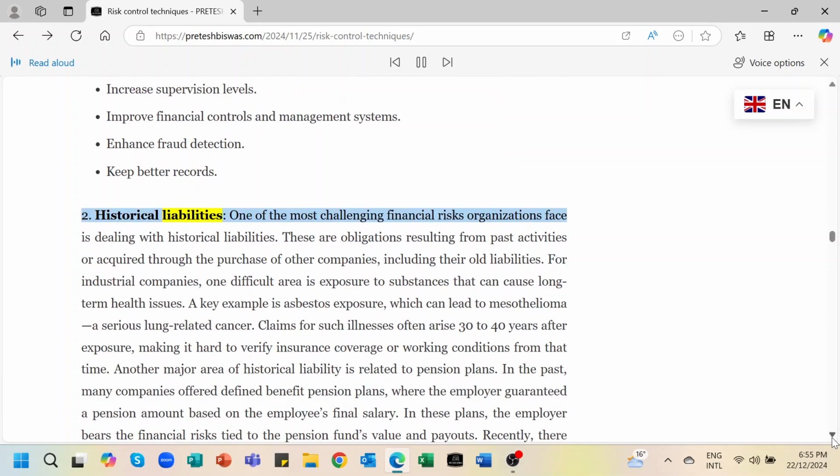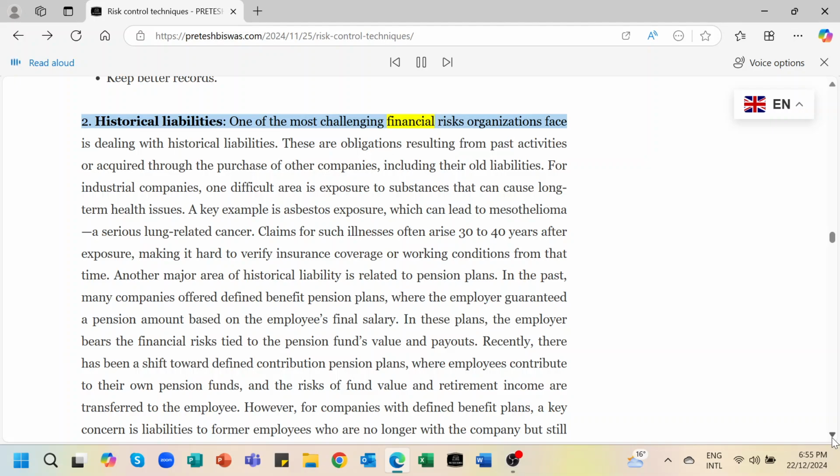2. Historical liabilities. One of the most challenging financial risks organizations face is dealing with historical liabilities. These are obligations resulting from past activities or acquired through the purchase of other companies, including their old liabilities. For industrial companies, one difficult area is exposure to substances that can cause long-term health issues. A key example is asbestos exposure, which can lead to mesothelioma, a serious lung-related cancer. Claims for such illnesses often arise 30 to 40 years after exposure, making it hard to verify insurance coverage or working conditions from that time.